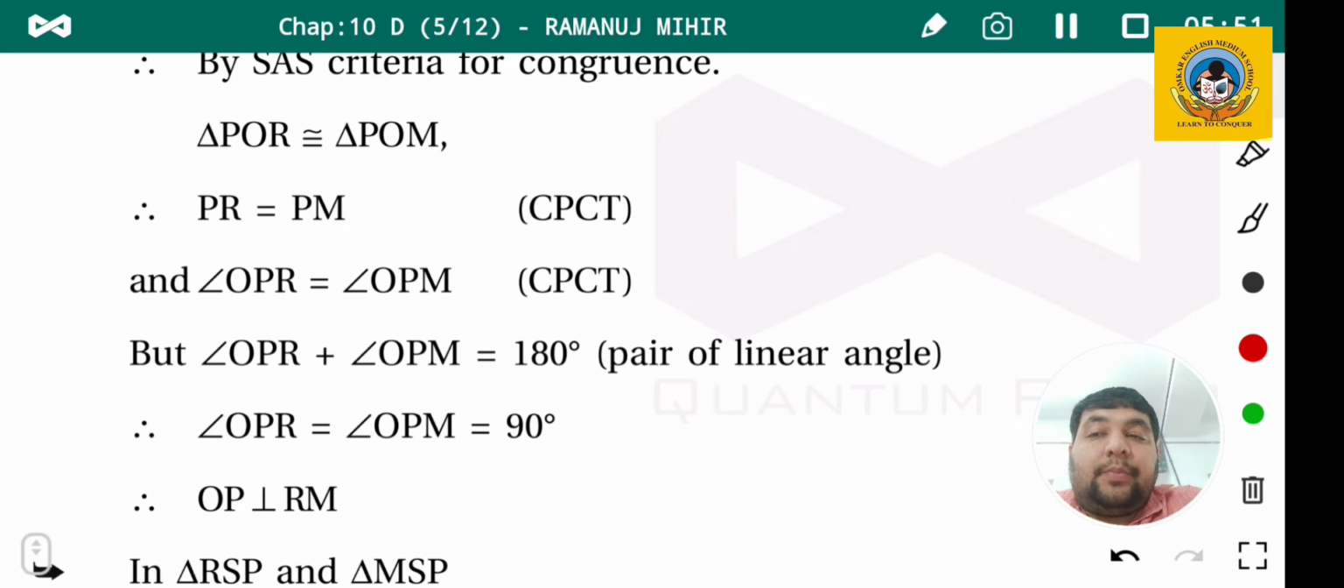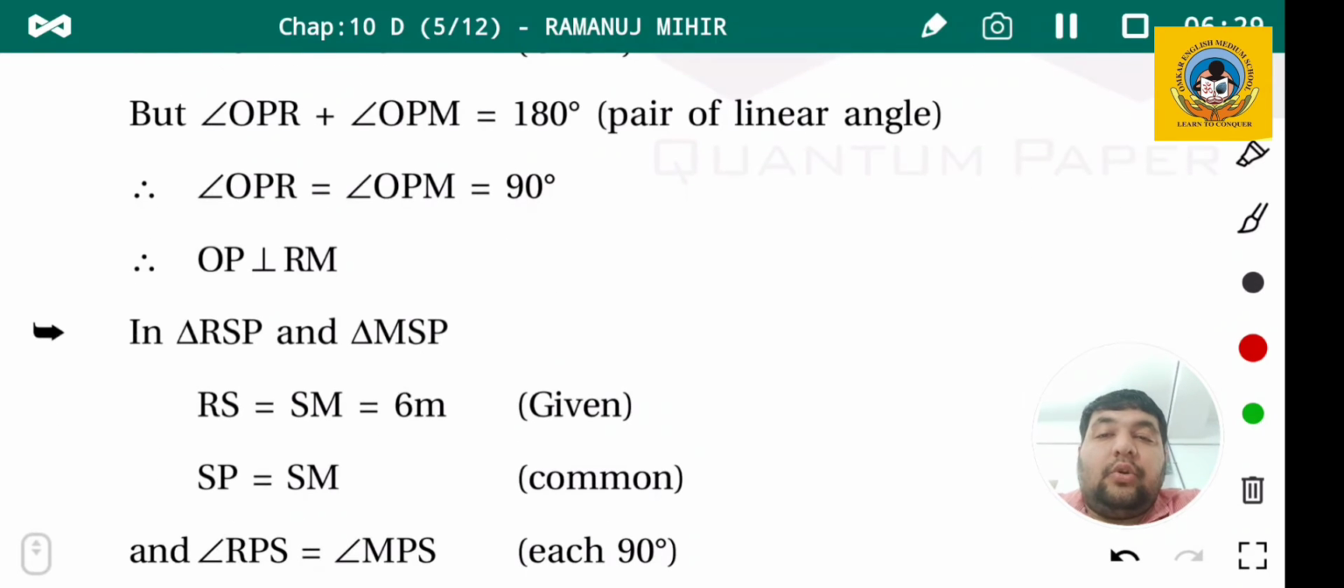So angle OPR plus angle OPM is equal to 180 because they are a linear pair of angles. So angle OPR is equal to angle OPM, that is equal to 90 degree, because they are equal and the sum is 180. If you divide 180 into two equal parts, each part will be 90. So the sum of both angles is 180 degree. Then it means that OP is perpendicular to RM.